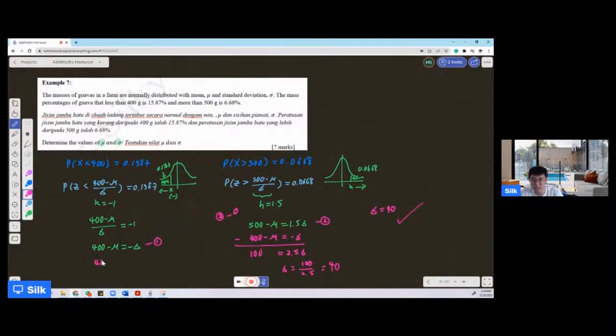How to get the mean? 400 minus mean equals negative standard deviation. 400 plus 40 equals mean. I change place. My mean is 440. Any questions? This question actually came out last year. You don't have last year's paper because the paper is not released. Only some of the inside teachers can get the paper. So this is one of the types of exam questions that actually came out last year.